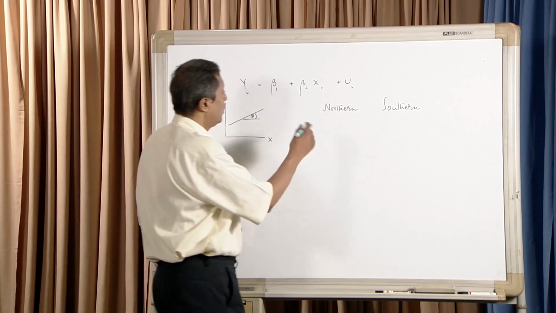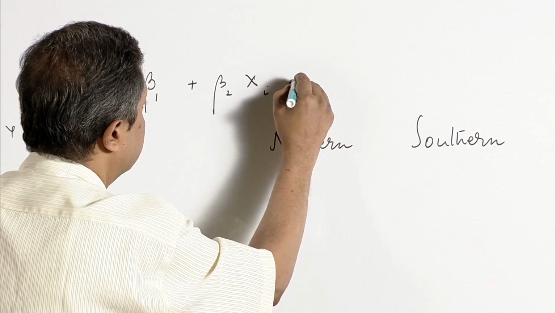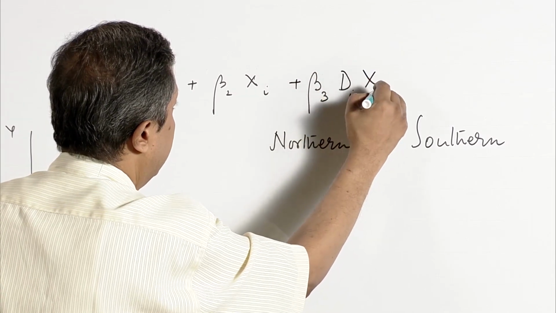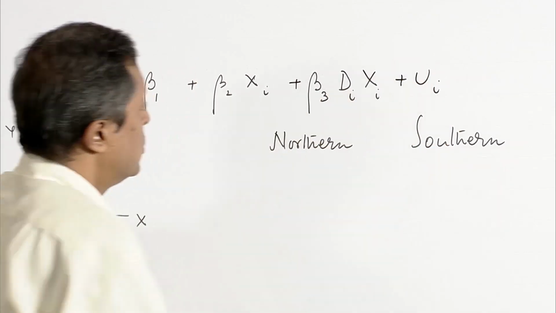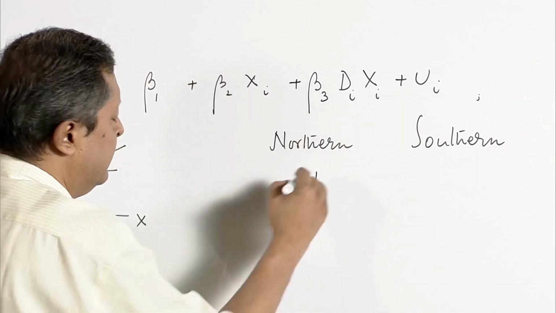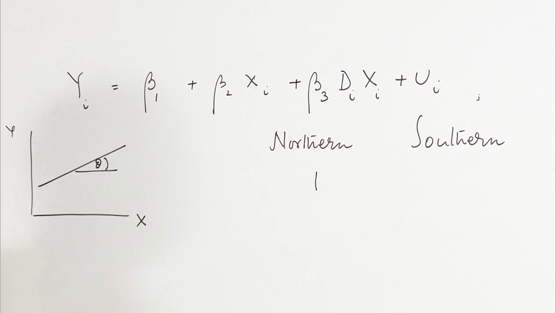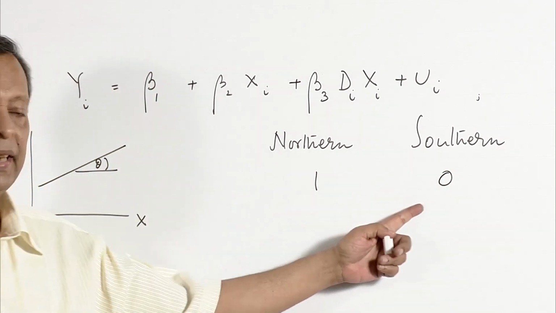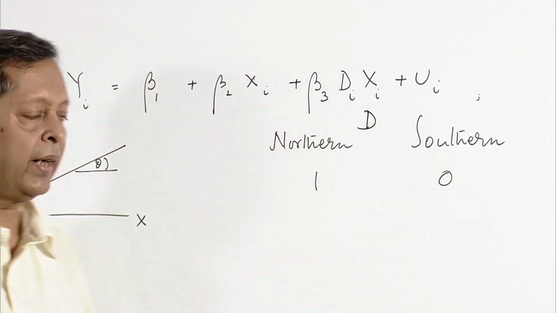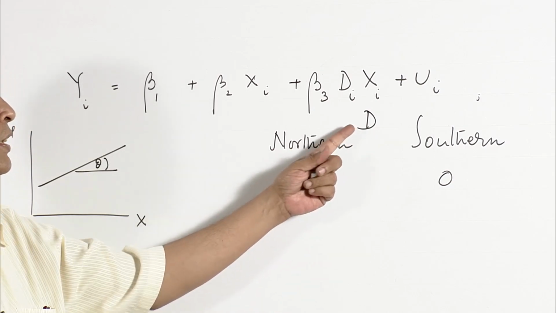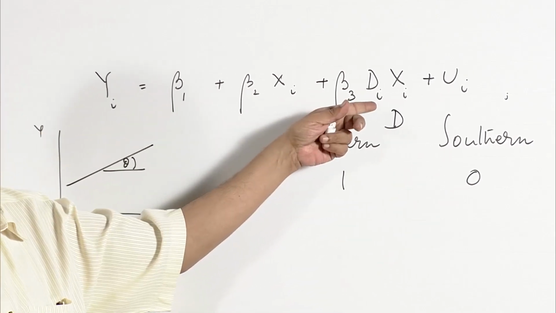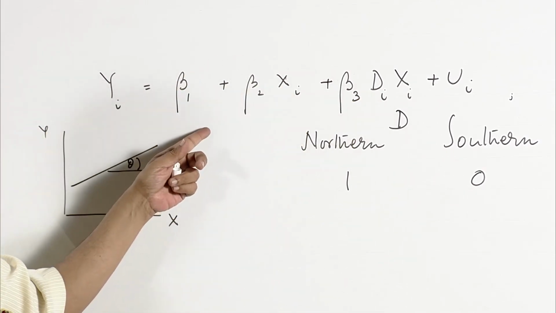In that case, what we do is we add or bring in a dummy variable, beta 3 di xi plus ui. So, what about the dummy variable? If the observation is in the northern region, we write 1, otherwise we write 0. And see, there are two possibilities, two categories. So, D or maybe R, whatever, sometimes we can write R as the region, dummy region. So, this D has two possibilities, northern 1, southern 0, but only one is incorporated here, the other will be taken care of by the intercept.